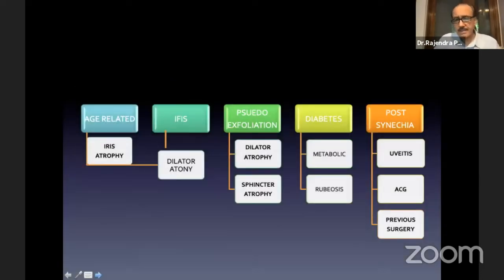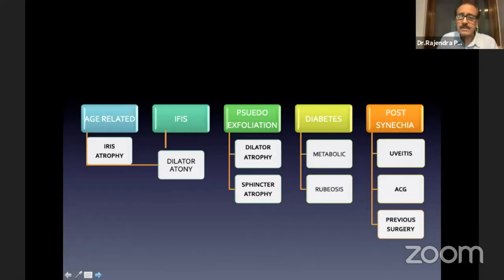So what are the causes? Why do you get the small pupil? There are several important causes. One is age-related, where you get iris atrophy. You have pseudoexfoliation, then dilator atrophy and sphincter atrophy at the same time, metabolic pupillary defect like rubeosis, and then posterior synechia or synechia induced by uveitis, angle closure glaucoma, and previous surgery also. These are the important factors for the pupil to be small and make your surgical procedure difficult.